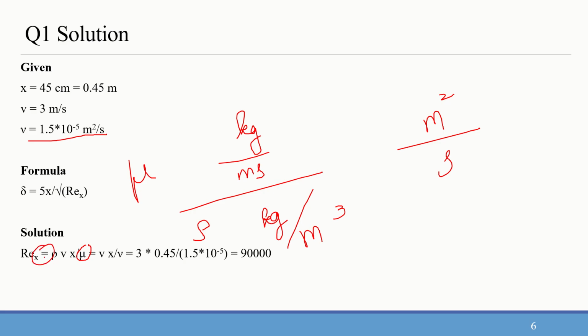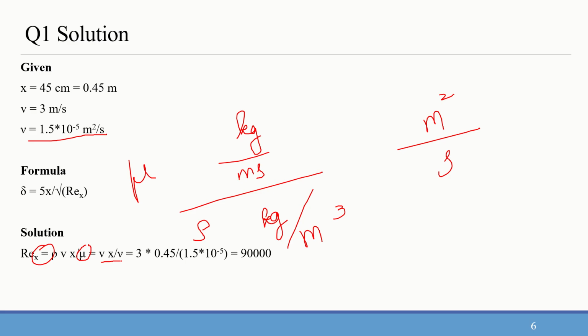So Reynolds number is equal to rho v x by mu, or we can write it as mu by rho. So kinematic viscosity comes in the denominator. It becomes Vx by nu. So V is now 3 meter per second and X is given as 45 centimeter or 0.45 meter divided by 1.5 into 10 power minus 5. So it becomes 10 power 5. So it is 90,000. So Reynolds number is 90,000 here.